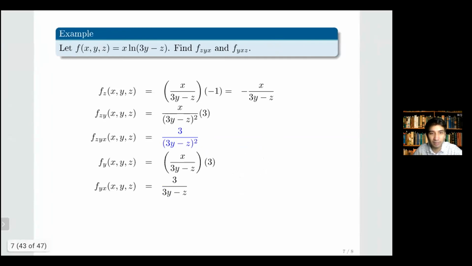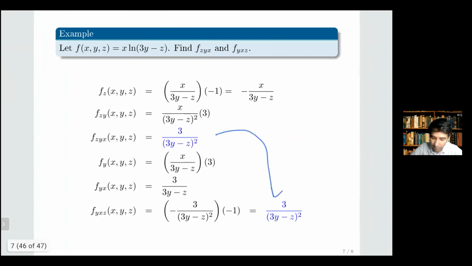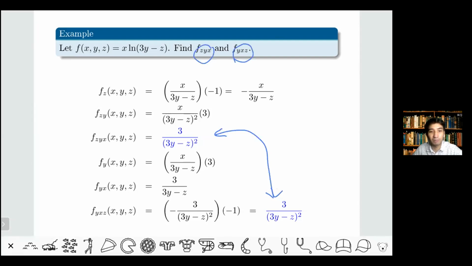And then, I will just leave it to you kapag din-differentiate niyan with respect to z. So, yun yung huling variable din. Ang lalabas ay negative 3 over 3y minus z squared times chain rule, no? Derivative nito with respect to z, negative 1. So, ang lalabas ay 3 over 3y minus z squared. So, as you can see, parehas lang to. And again, the reason why they're the same is because of Clairaut's theorem. Kasi yung dinifferentiate natin yung function f natin with respect to x, with respect to y, and with respect to z. Pero magkaibang order lang. Hindi nagmamatter yung order kasi yung function naman natin ay continuous sa kanyang domain.